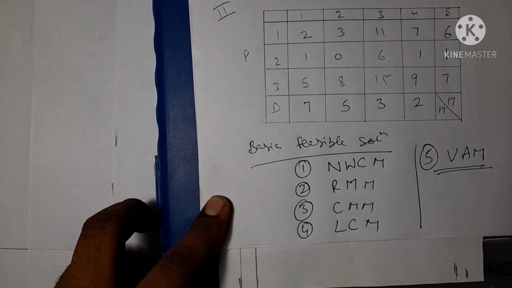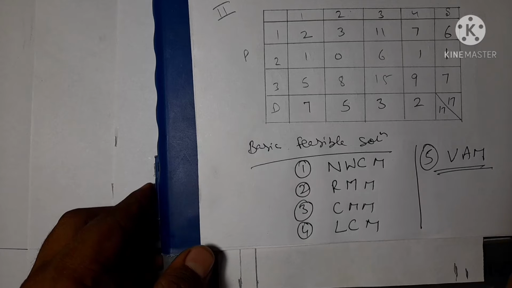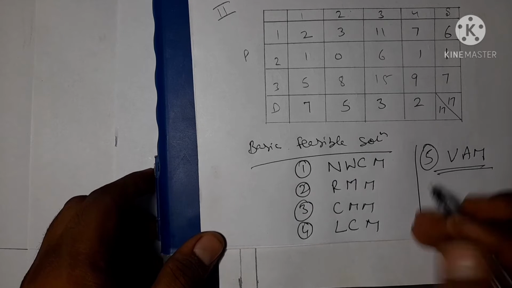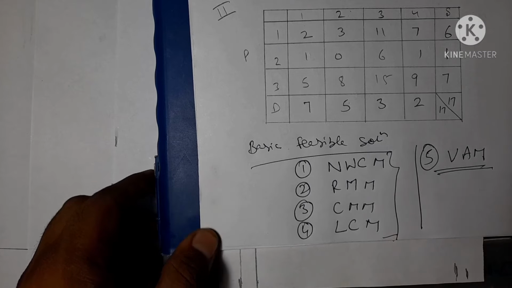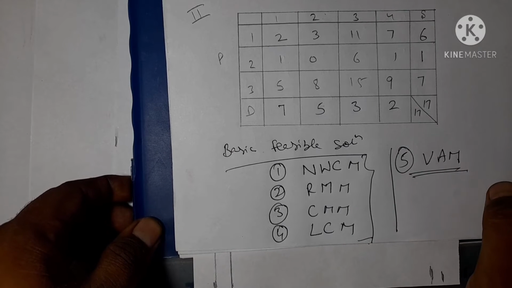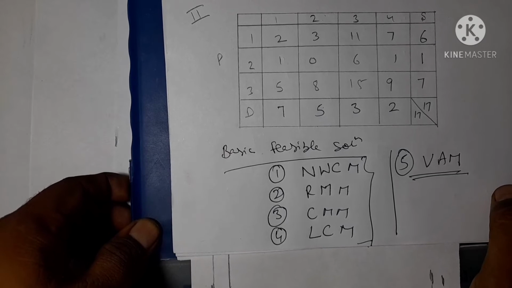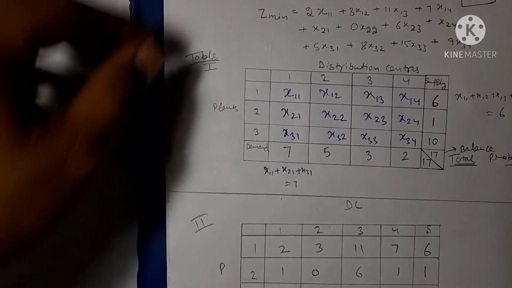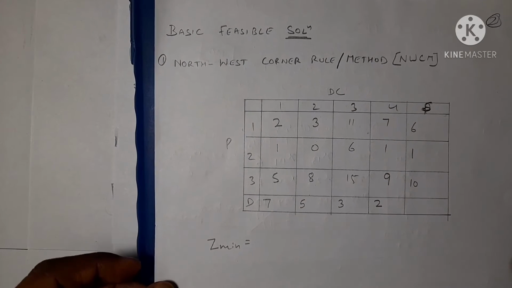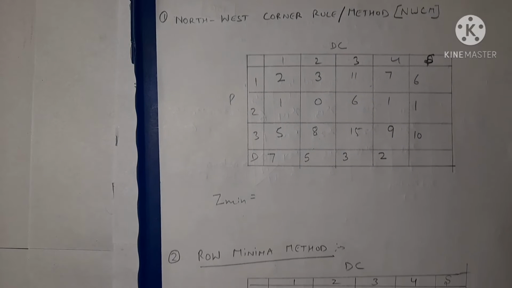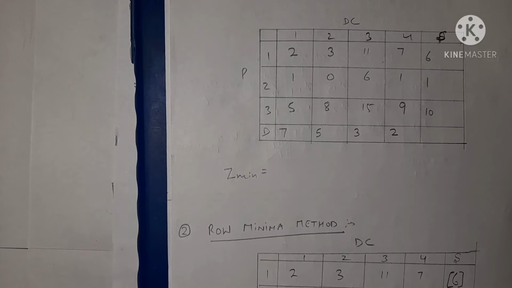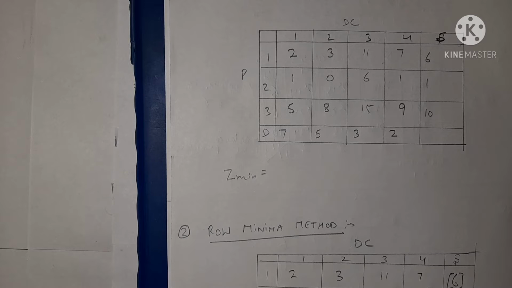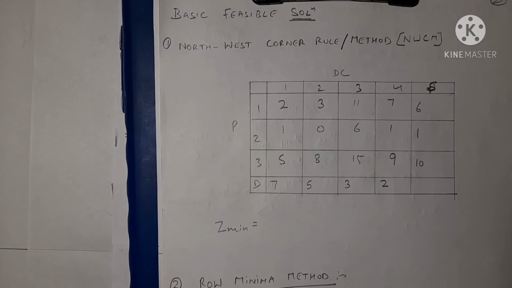These all are methods to find out initial basic feasible solution. Okay, in today's lecture we will cover these four. In the next lecture we will cover Vogel's approximation method, and we will share the link in this lecture also. Okay, now with the first method for the basic feasible solution, we are taking northwest corner method or northwest corner rule as mentioned over there.